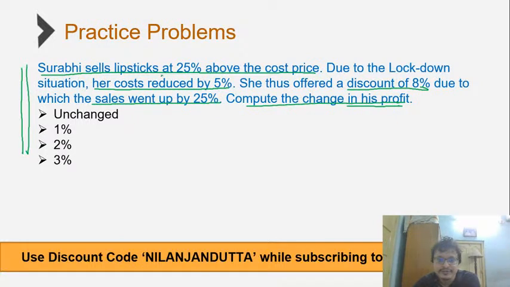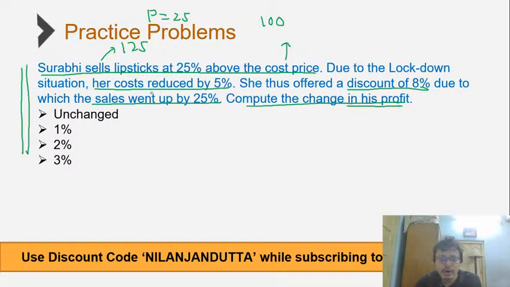So how do you go about doing such a question? The first thing you can do is start with the initial cost price as 100, which means the initial selling price was 25% above, so that is 125. So the initial profit was rupees 25 per lipstick.